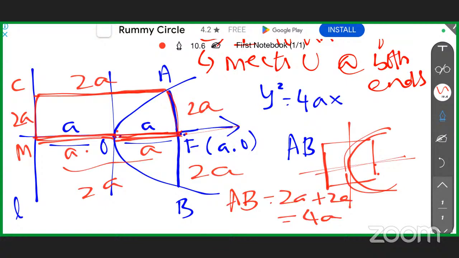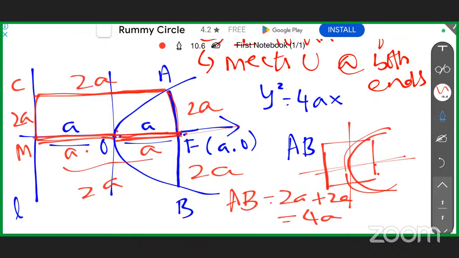Do you understand this concept of latus rectum and the length of the latus rectum? Dear students, do you understand what is latus rectum and the length of the latus rectum? Okay. So with this, the parabola is over.